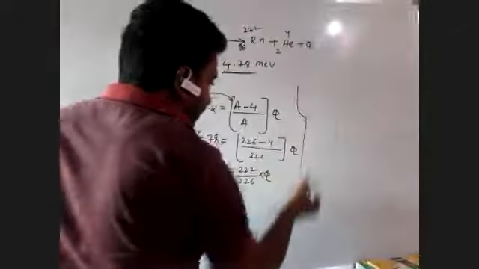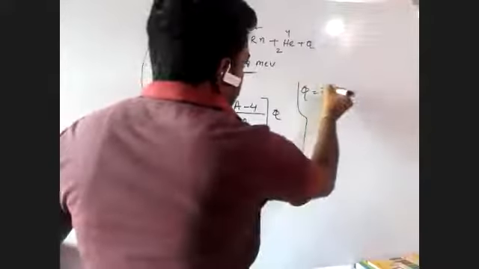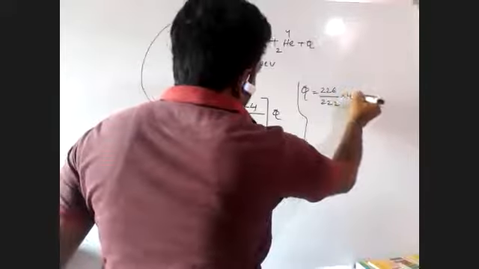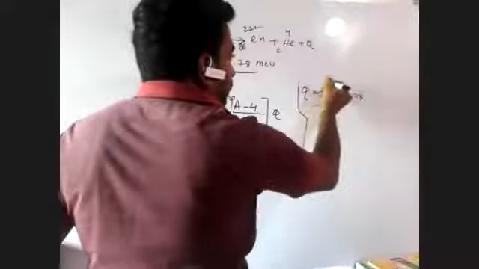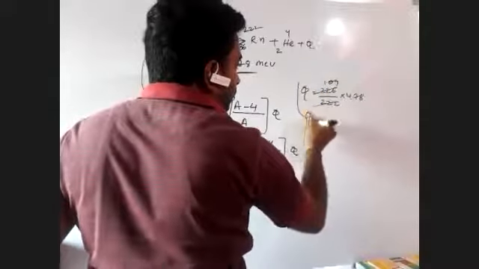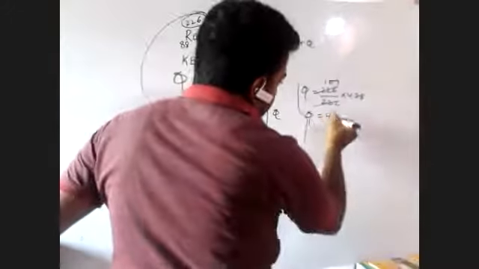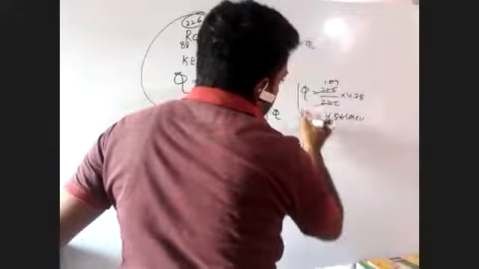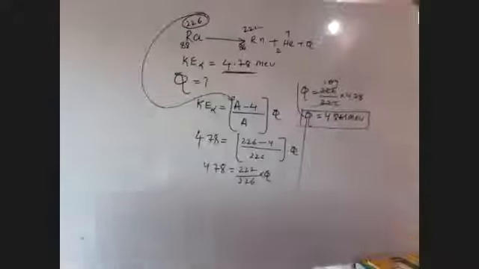So what I'll write here? Q is equal to 226 by 222 into 4.78. This is approximately 1.09 or something you get. So Q is equal to, you will get after multiplying, 4.865 MeV. So this is the total energy released in this alpha decay.